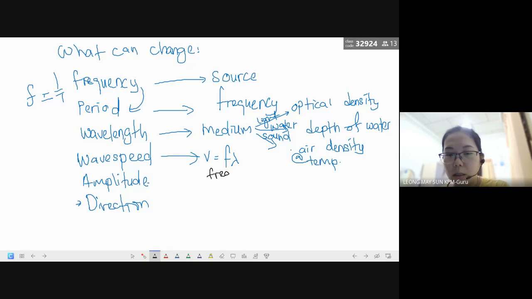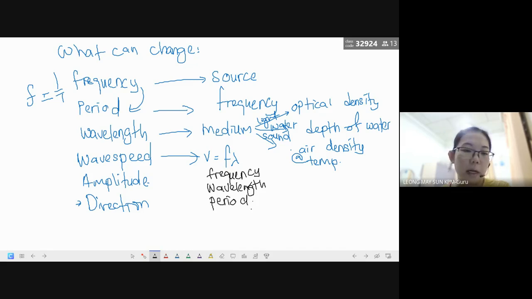All right, wave speed will change because of the frequency, the wavelength, and also the period of oscillation. Okay, the amplitude sometimes is mentioned. Normally amplitude is related to the energy.